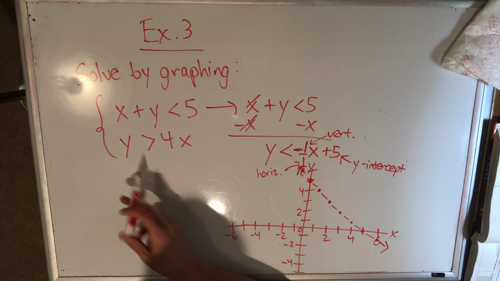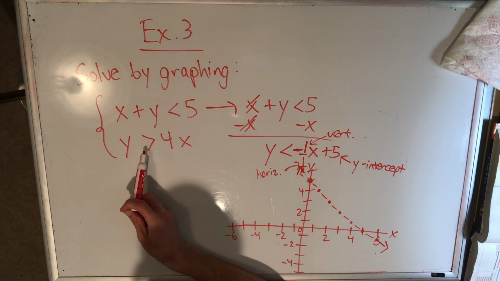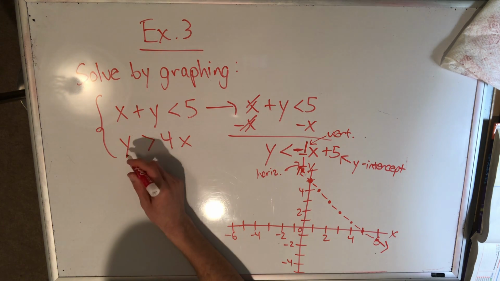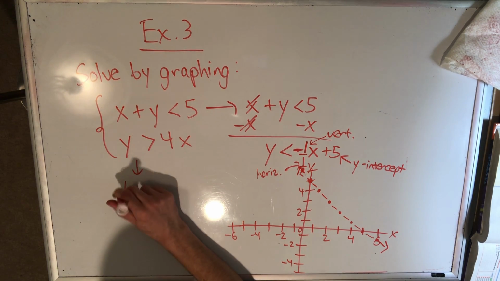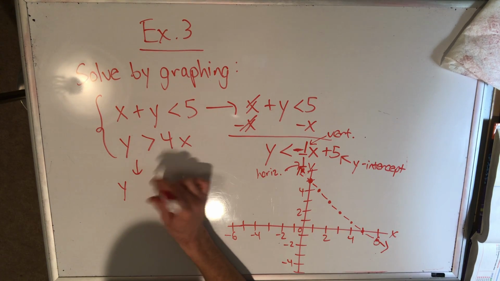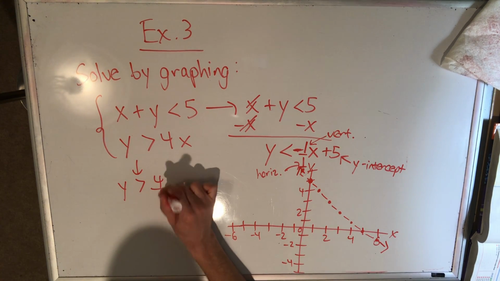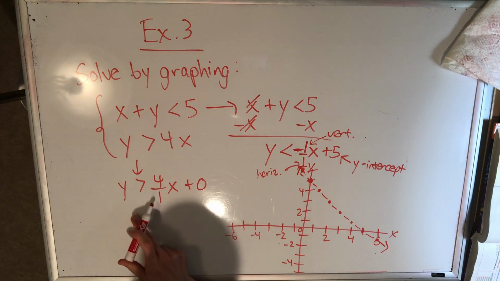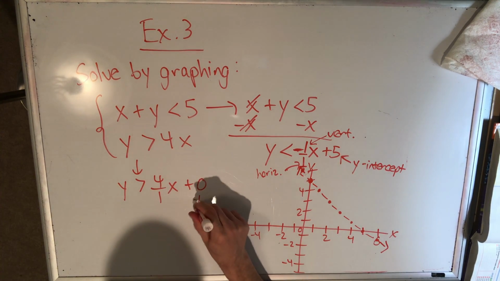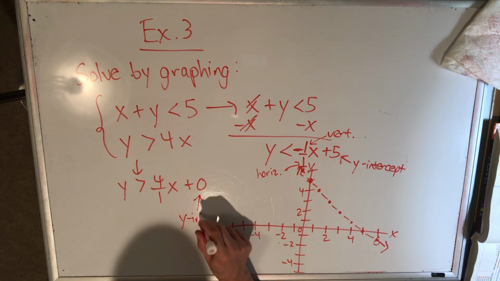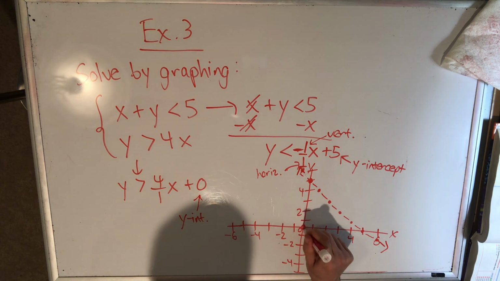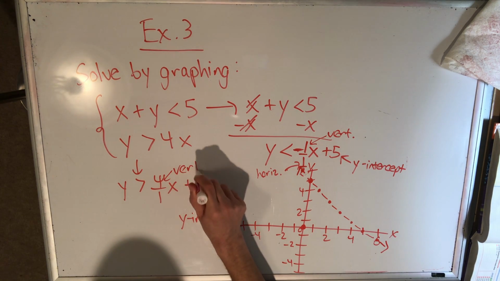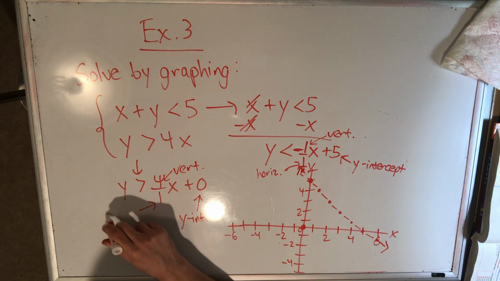Now let's get the other inequality into slope-intercept form. Y is greater than 4x is the same thing as y is greater than 4 over 1x plus 0, because 4 divided by 1 is 4. So the y-intercept is 0. It crosses the y-axis at 0. So plot that point. And every time there's a vertical change of 4, there's a horizontal change of 1.